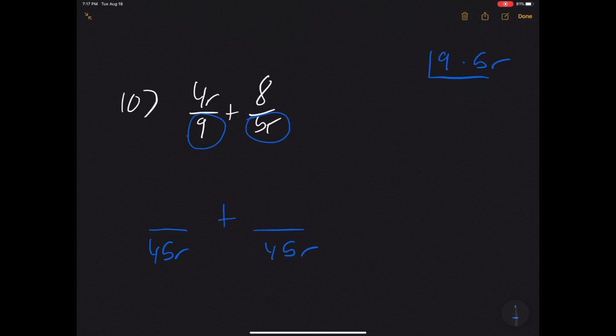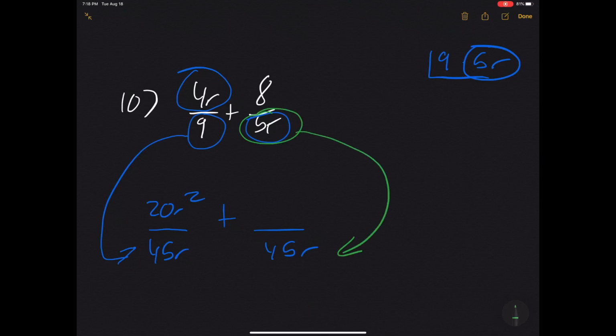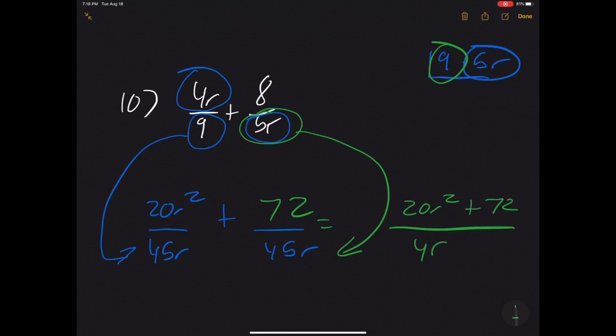And then I just say, what do I have to multiply 9 by to get up to 45r? Well, I have to multiply by 5r. So we have to multiply this by 5r. 4r times 5r is going to be 20r squared. And then I say, what did I multiply 5r by to get up to 45r? Well, I had to multiply by 9. So I'll multiply the numerator by 9. And 8 times 9 is going to give me 72. And my solution is 20r squared plus 72 over 45r.